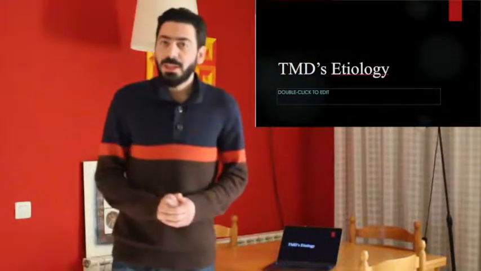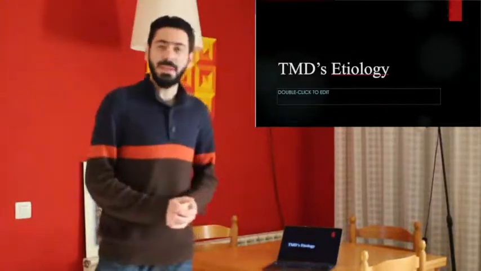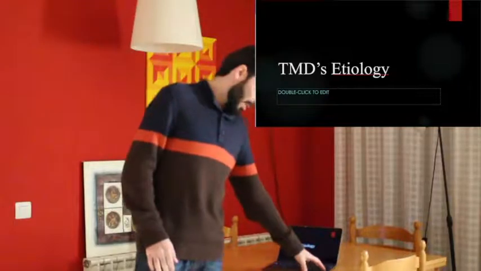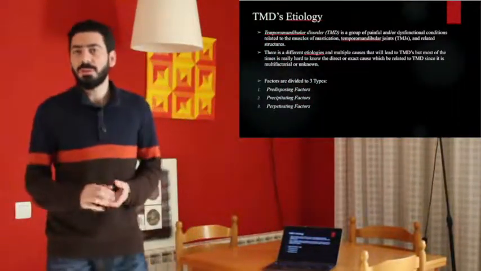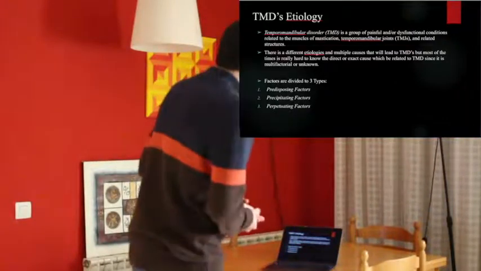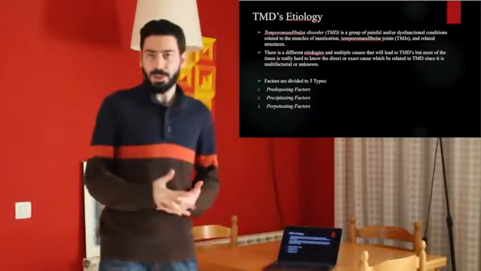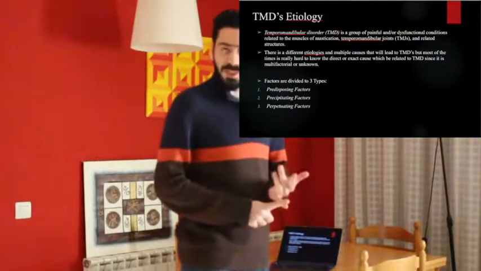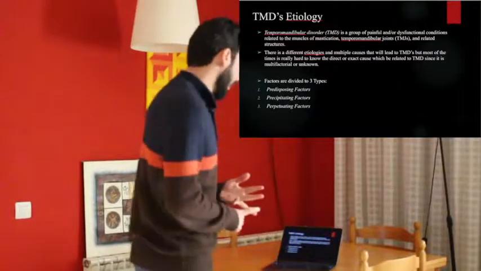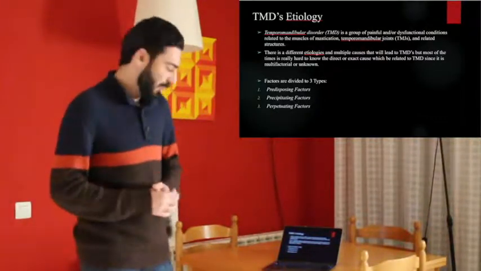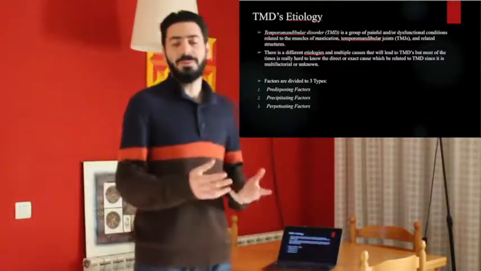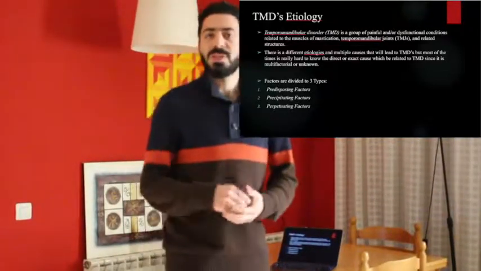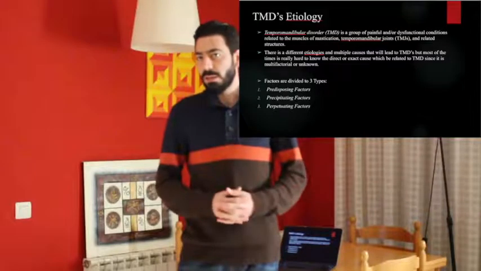Today we're going to talk about TMD etiology. TMD etiology is the causes of temporomandibular disorders. What are the causes of temporomandibular disorders? We will start with the definition. A temporomandibular disorder is a group of painful and dysfunctional conditions related to the muscles of mastication and the temporomandibular joints and their related structures. There are different etiologies and multiple causes that lead to TMDs. A lot of research has been done to figure out the causes.